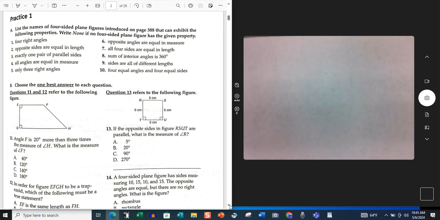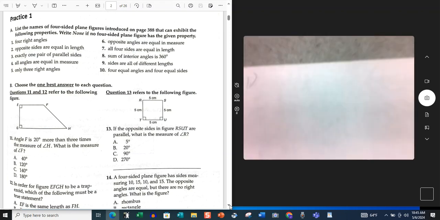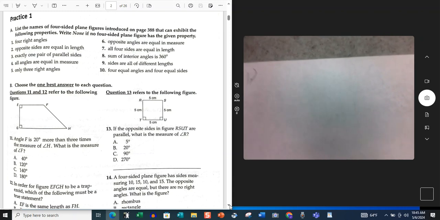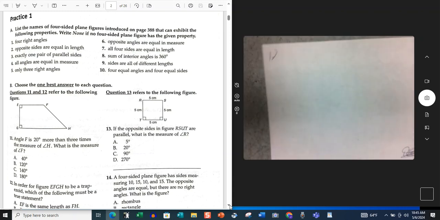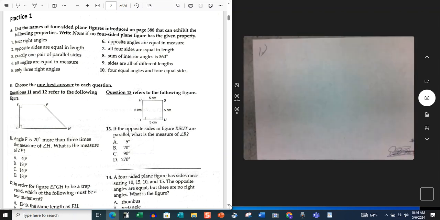So now we look here at problem number 1. Okay, problem number 1, it says, list the names of four-sided plane figures introduced on page 388 that can exhibit the following properties. Write none if no four-sided plane figure has the given property.